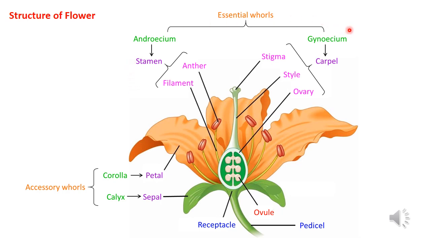Now, the second part, gynoecium. Gynoecium is the female reproductive organ of the flower. Each gynoecium consists of individual members known as carpels. Each carpel is divided into three parts: the basal part as ovary, the middle part as style, and the distal part as stigma. This entire composition of ovary, style, and stigma represents a single carpel.